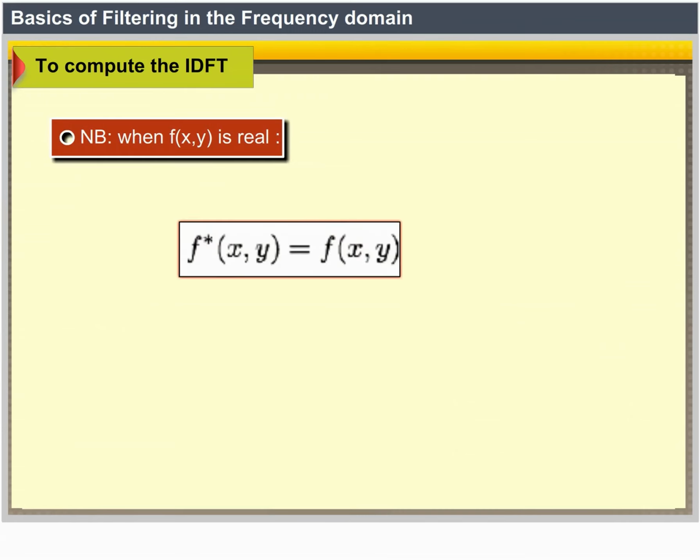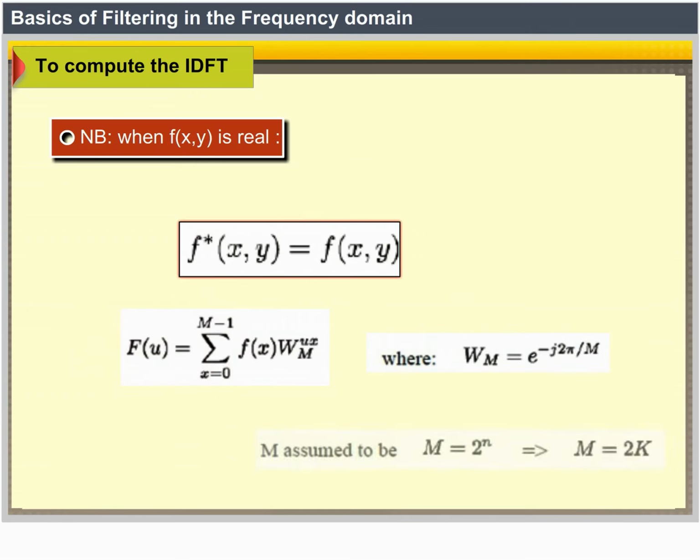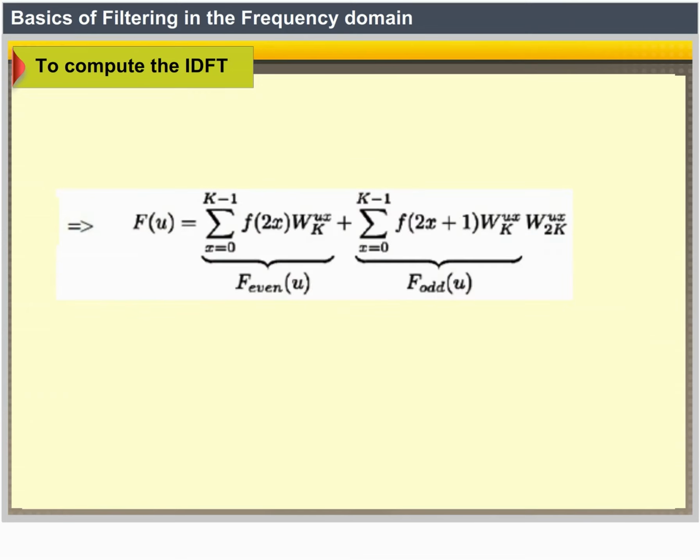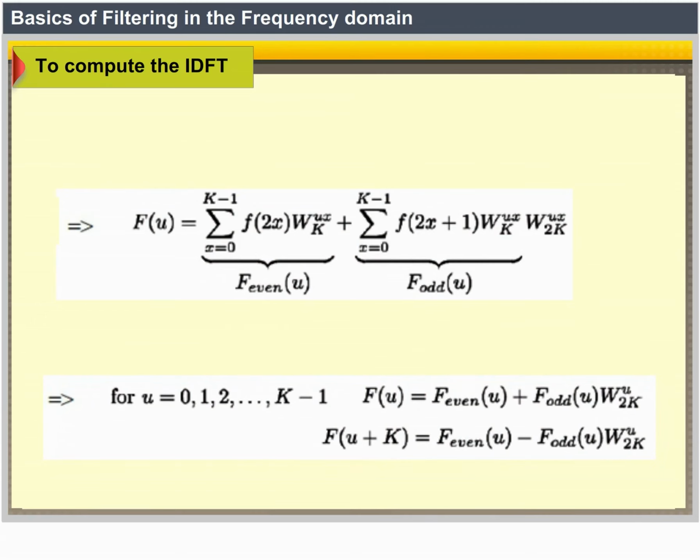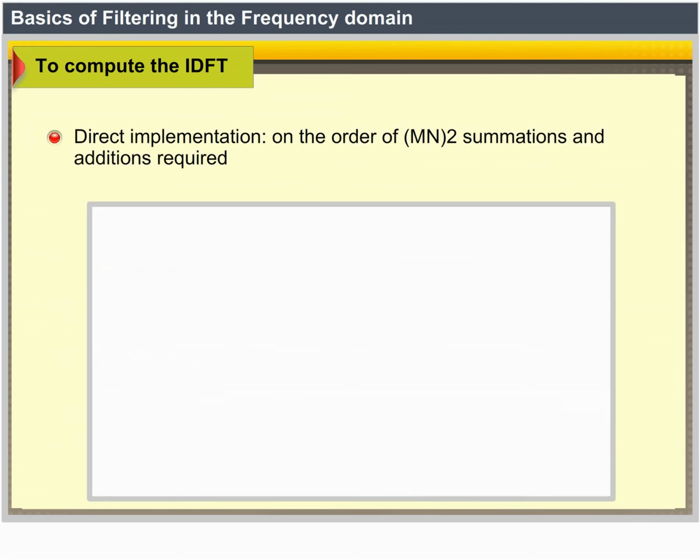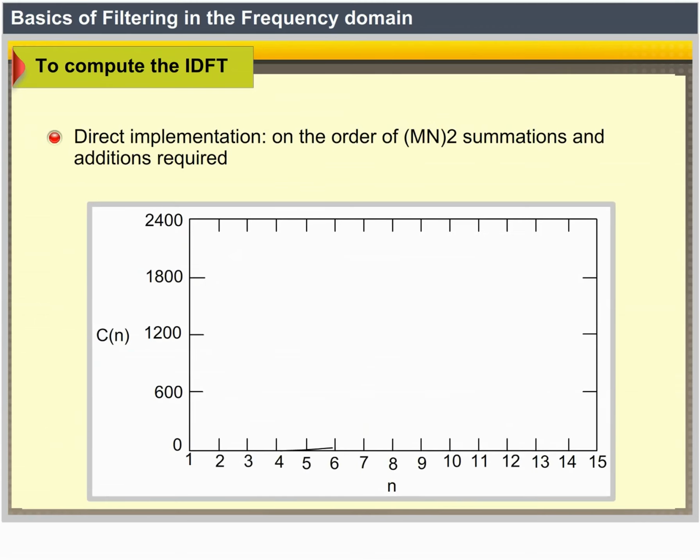Direct implementation: on the order of (MN)^2 summations and additions required. FFT implementation: order of MN log2 MN. The discrete Fourier transform, DFT, of one variable. Obtaining the DFT from the continuous transform of a sampled function is represented as shown on the screen.